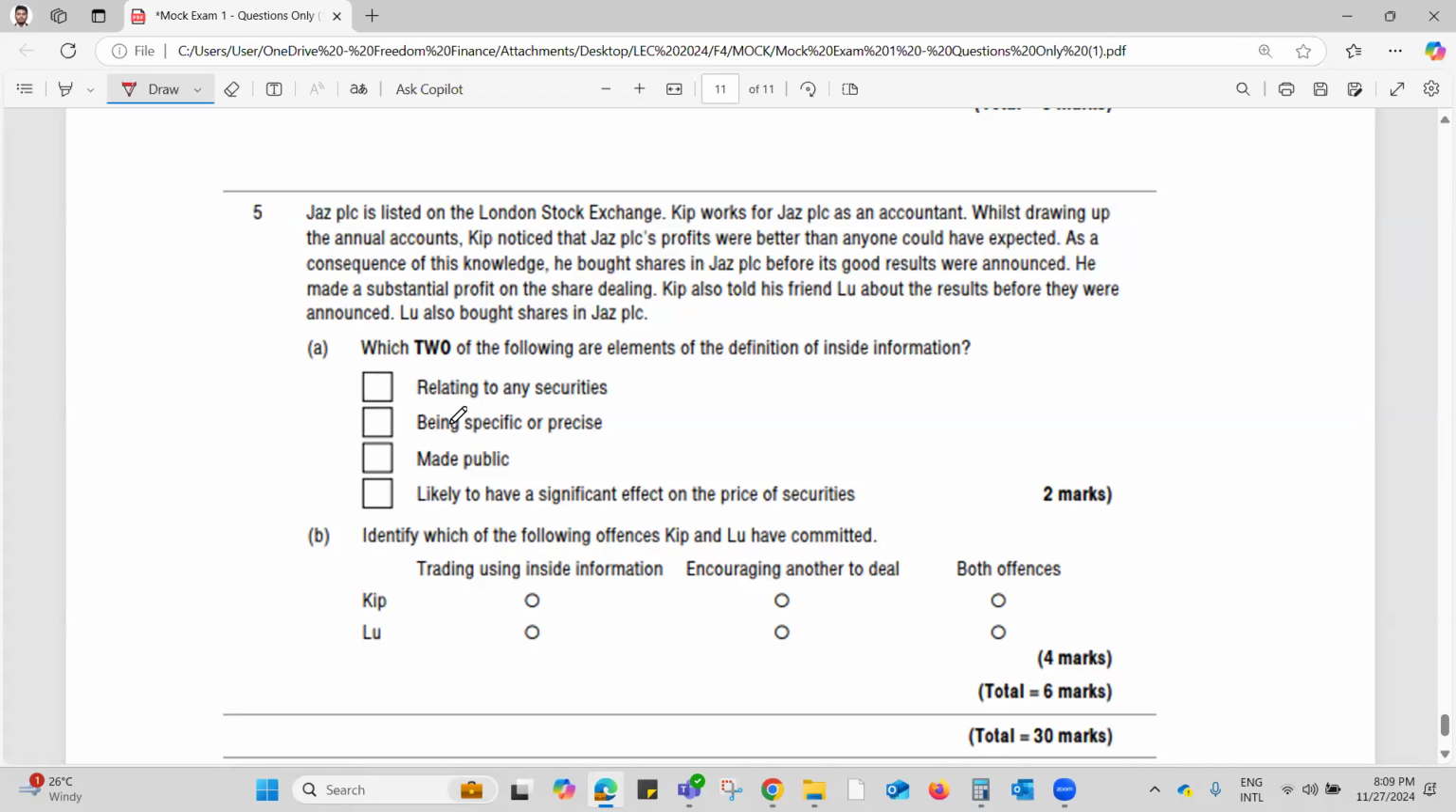So let's do this question. Jazz PLC is listed on the London Stock Exchange. Kip works as Jazz's accountant. While drawing up annual accounts, Kip noticed that JPLC's profits were better than anyone could have expected. As a consequence of this knowledge, he bought shares in J before its good results were announced.